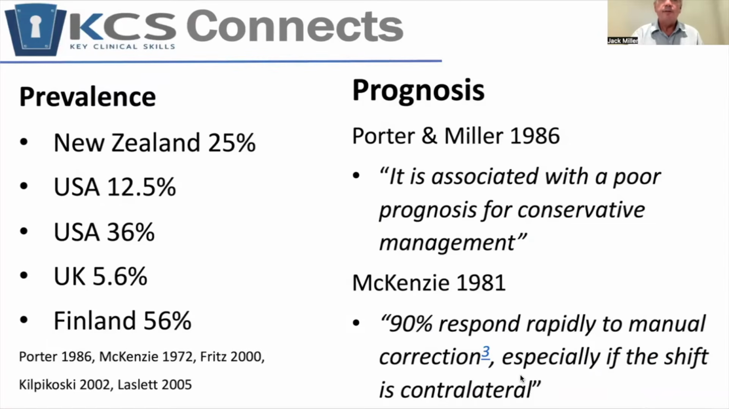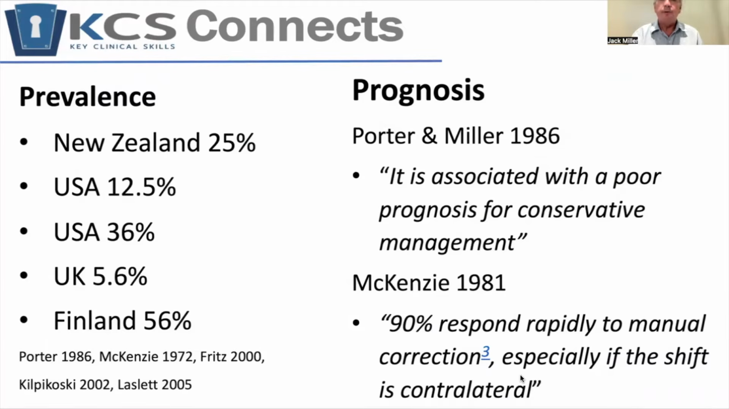Now, the prevalence of this is dependent on the literature you look at. In the New Zealand studies, 25%, USA ranging between 12.5 up to 36%, United Kingdom 5 and about a half, and in Finland, something interesting going on there, up to 56%.